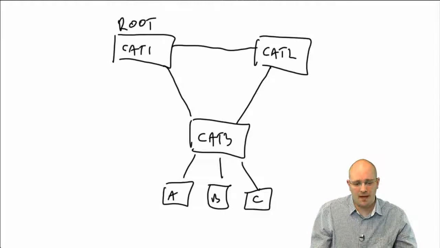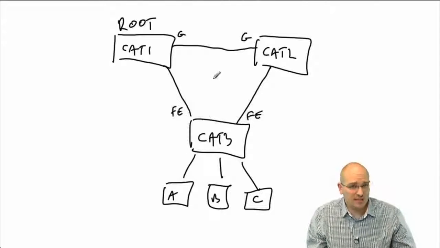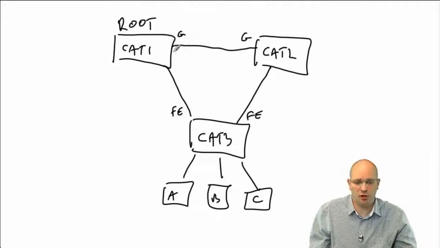Cat2 here has a gigabit link towards Cat1, and Cat1 has a gigabit link towards Cat2. These links are all Fast Ethernet. The resulting spanning tree topology would be that this will be a designated port, this a designated port, this a root port, this a designated port, this a blocking port, and this a root port.